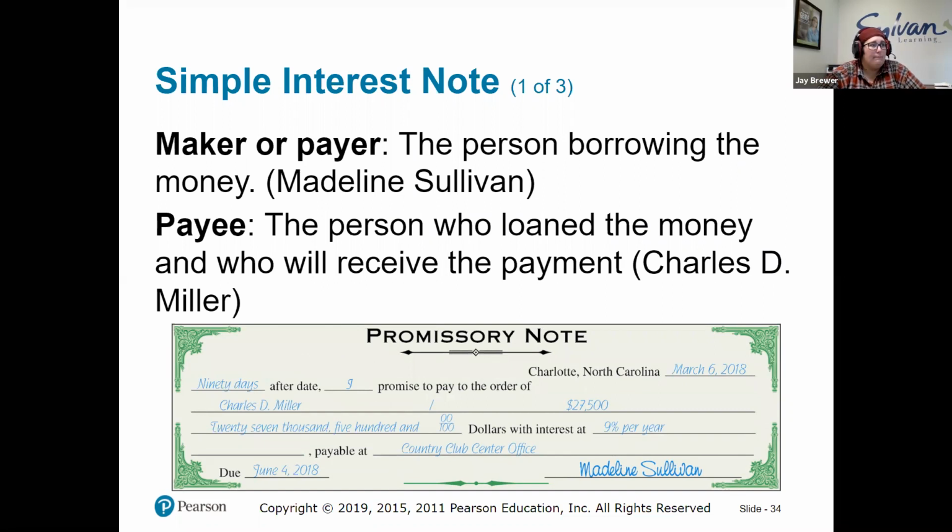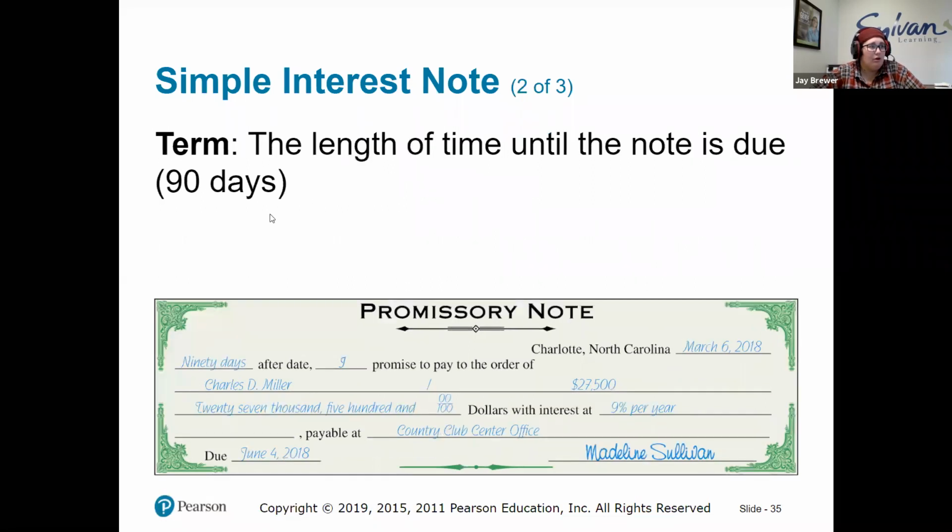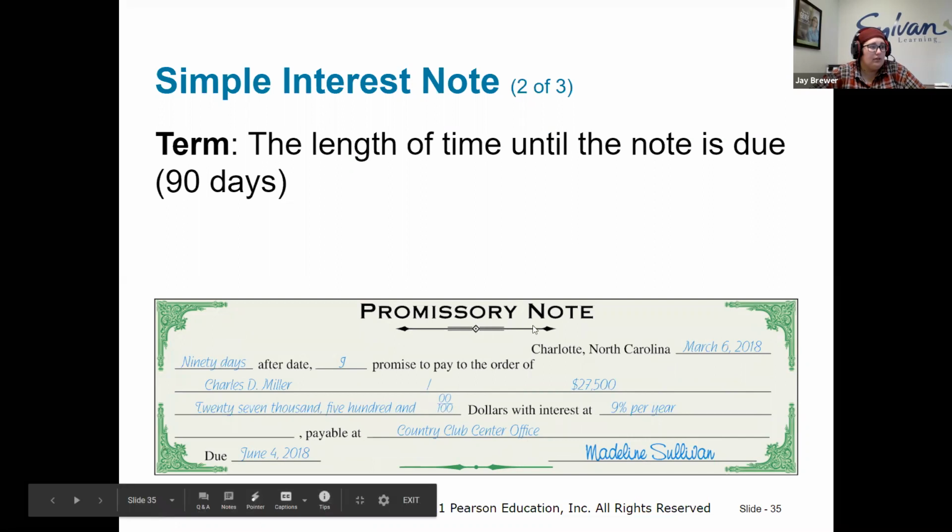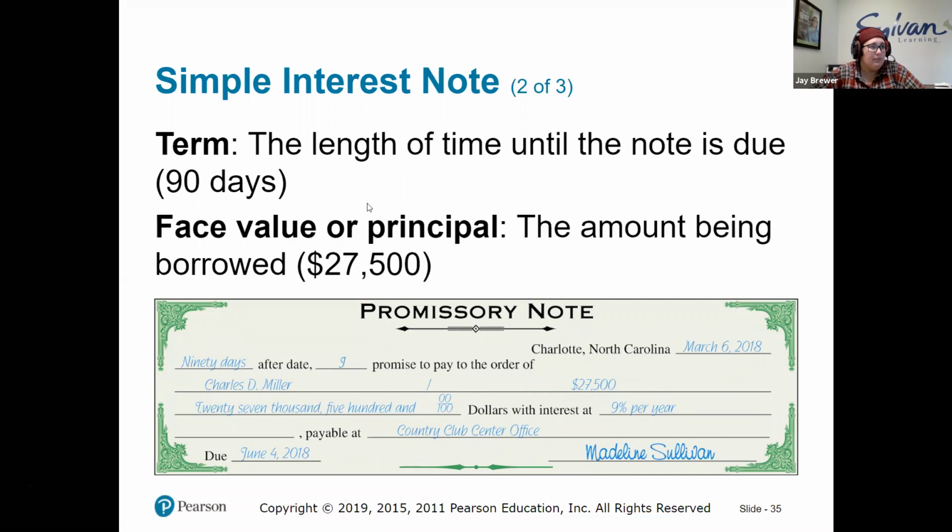Simple interest note 1, maker or payer, the person borrowing the money. The payee is the person receiving the money, which in this case we have Madeline as the payer, sorry, and the payee is Charles Miller. The term, of course, is 90 days. You can get that by taking March 6th to June 4th. And the face value or the principal, those are the exact same things. So please don't get confused. Face value and principal, exactly the same. Even if they mention both of them, it's the same thing. That was a little confusing on some of the homework as well.